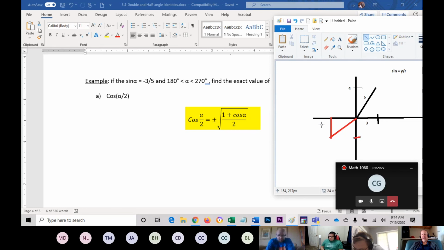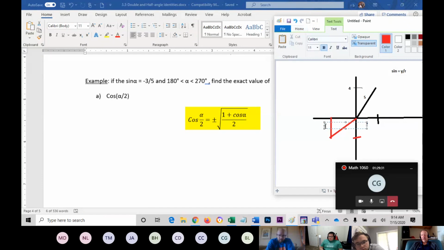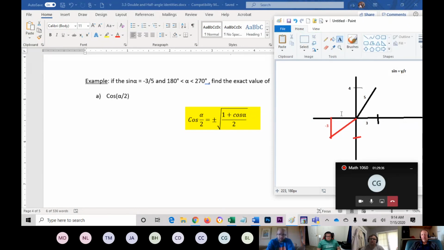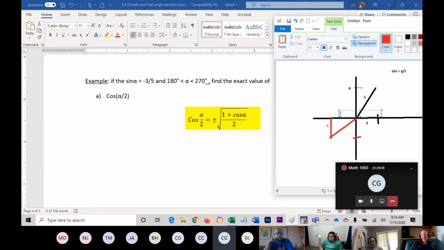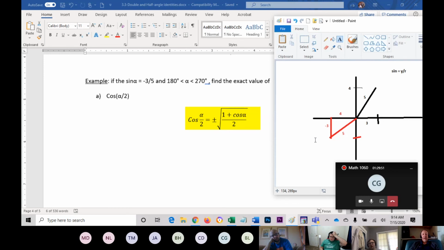So this is going to be negative. So this is going to be negative 3. Maybe I'll do it this way. This is going to be negative 3. Your x is going to be what? No, your hypotenuse is 5. Sure. 4. Okay, well done.